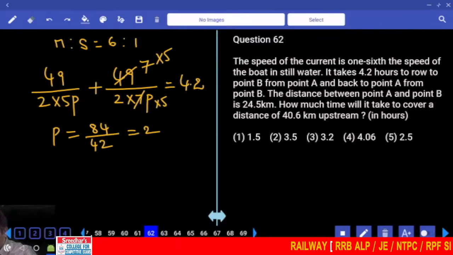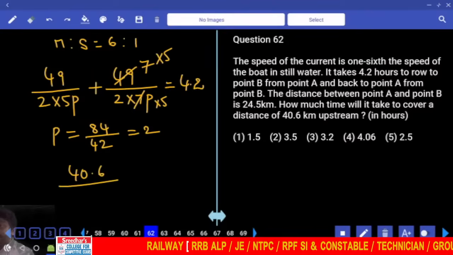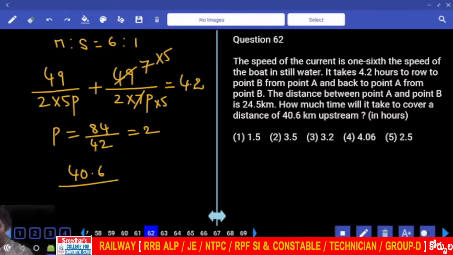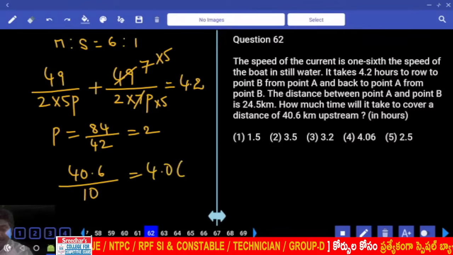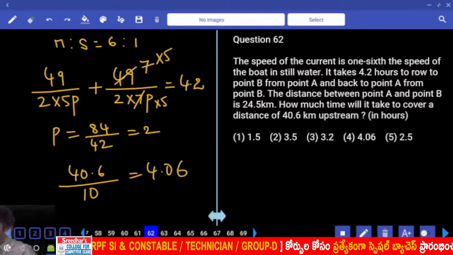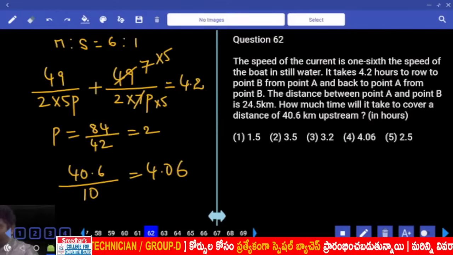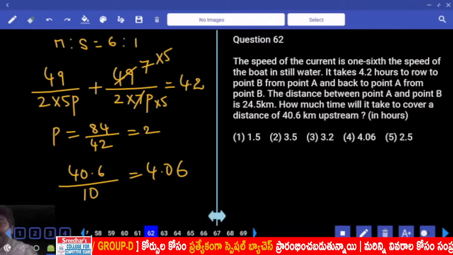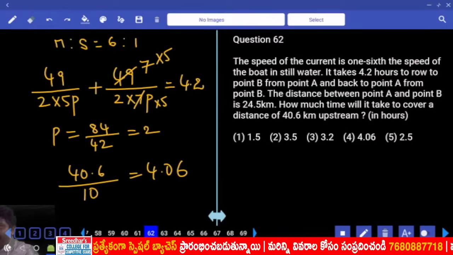Are you able to understand? Now we have to cover 40.6 kilometers in upstream. Upstream speed 5 parts. 5 parts is equal to 10. Answer 4.06.